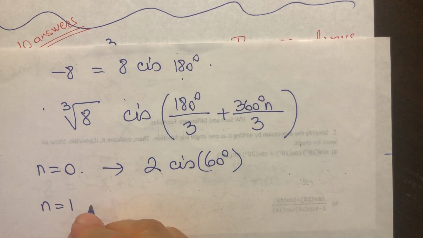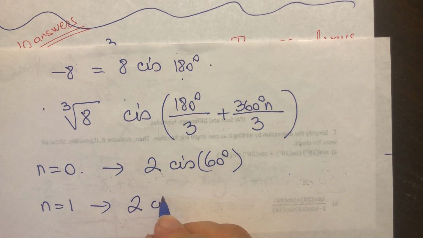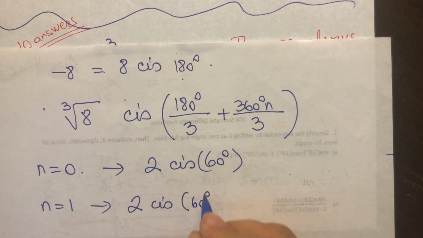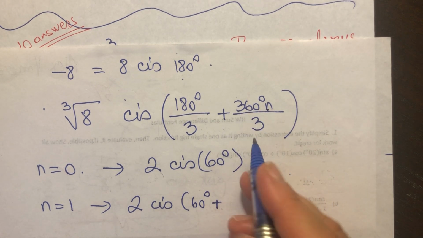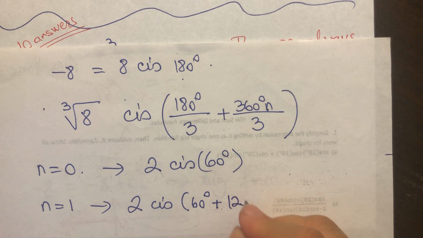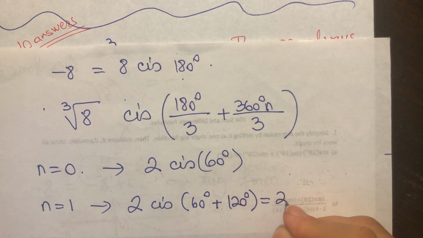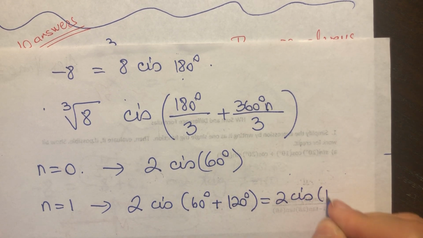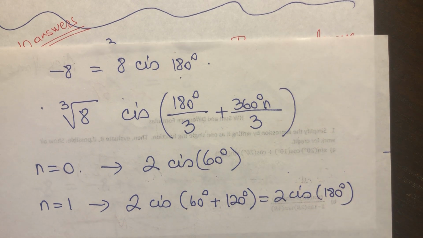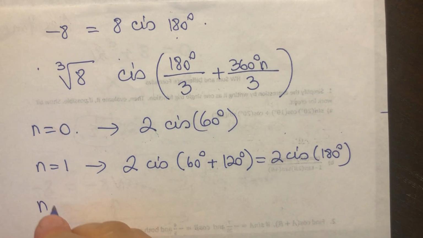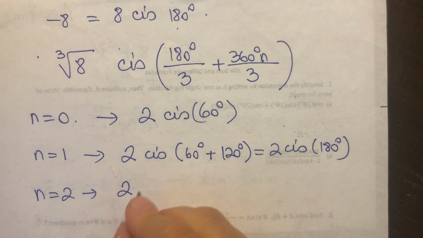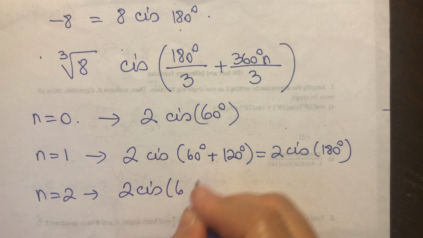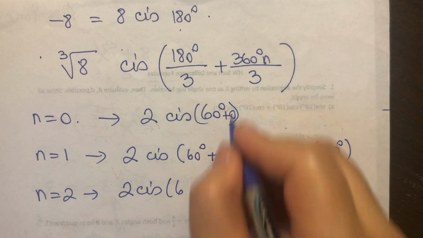What if n is equal to 1? Then I get the cube root of 8, which is 2, cis of what? 60 plus, when I use a 1, that's 360 divided by 3, that's 120. So that's 2 cis of 180, okay? And then when n is 2, I get the cube root of 8 again, which is 2 cis of 60. Here I should have written plus 0 for you just to see.